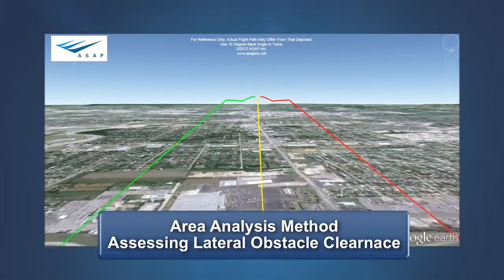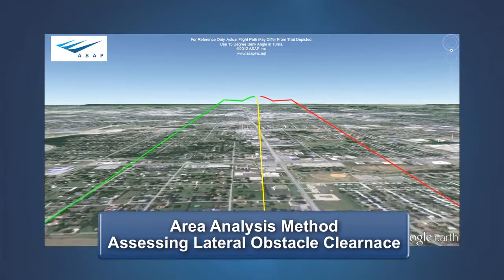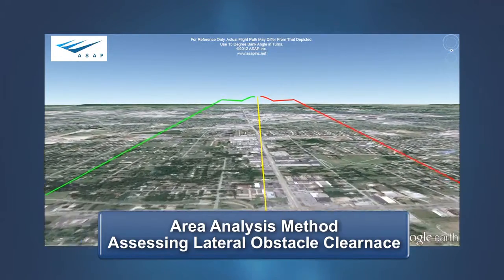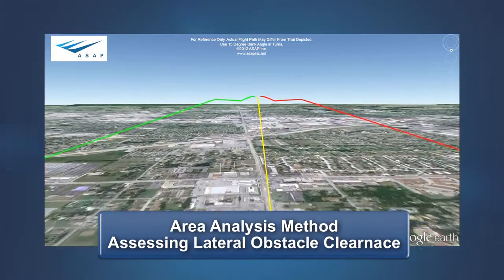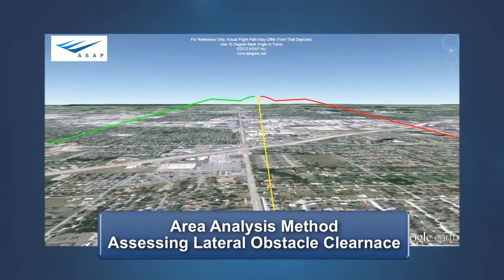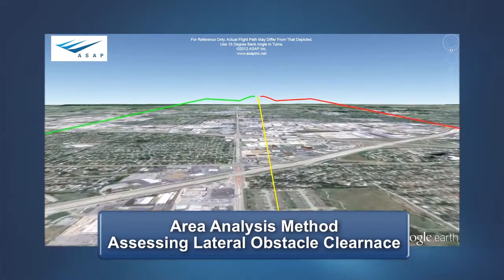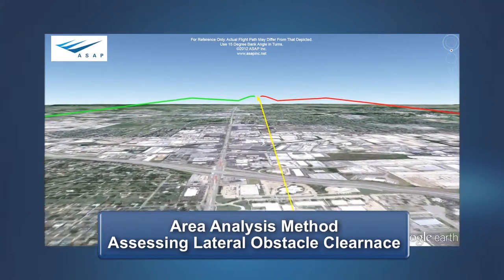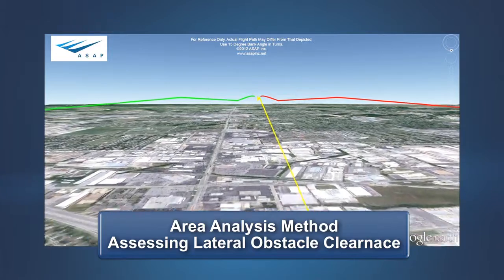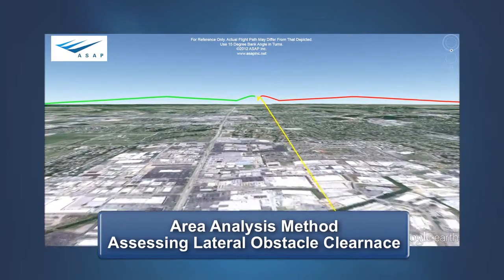This is accomplished by using an obstacle accountability area within which all obstacles must be cleared vertically by the net takeoff flight path. For an engine failure procedure that is centered on the extended runway center line, this area begins at the runway end and expands at a predefined rate until it is at a maximum width of 2,000 feet either side of the intended track.